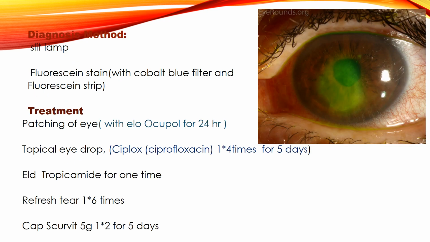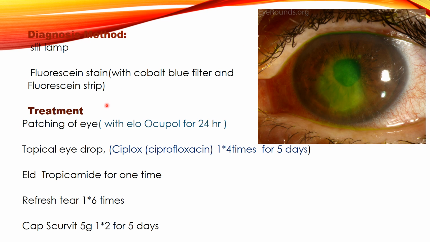Diagnosis method: slit lamp, and fluorescein stain with a cobalt blue filter and fluorescein strip. When the stain is positive, you will notice the surface of the abrasion is bright green in color, as in this image, bright green color.